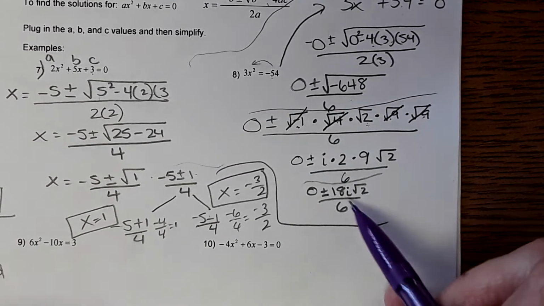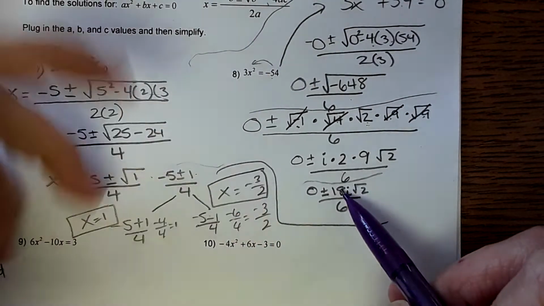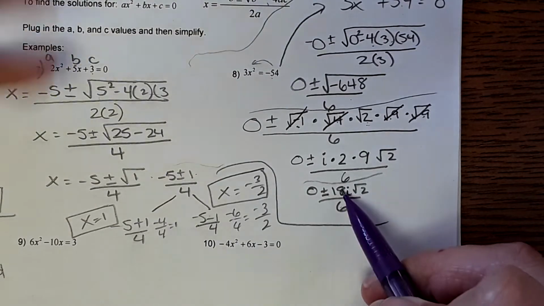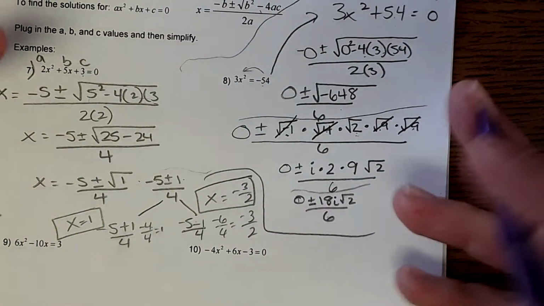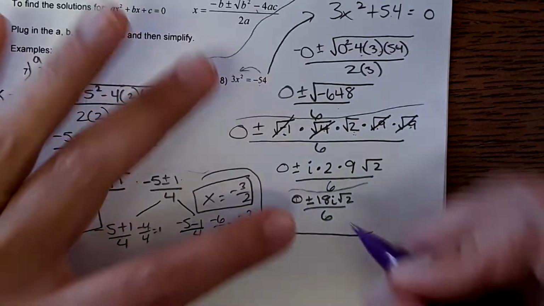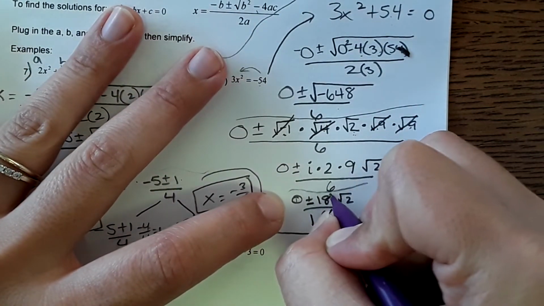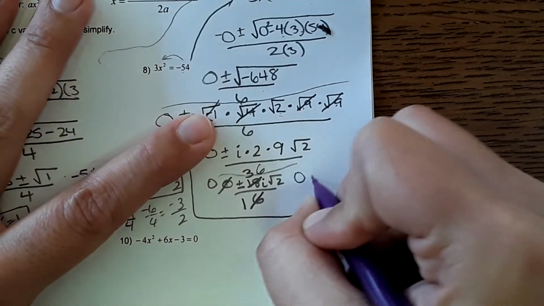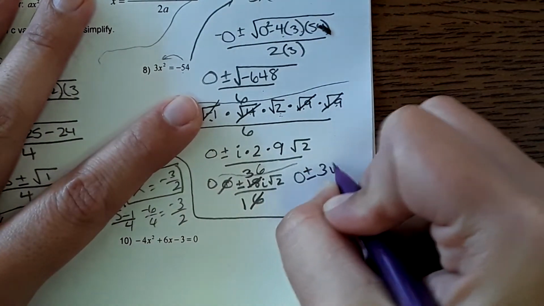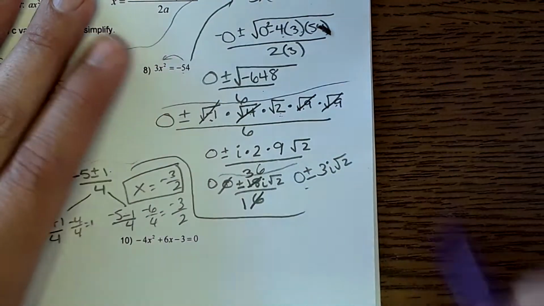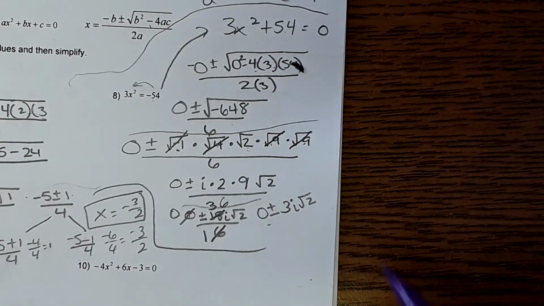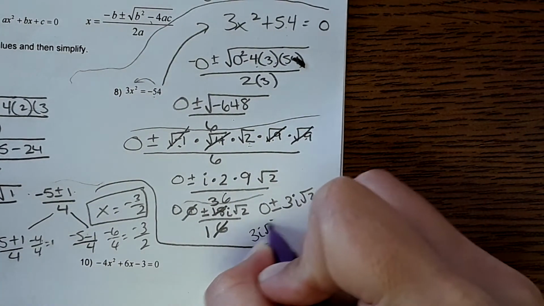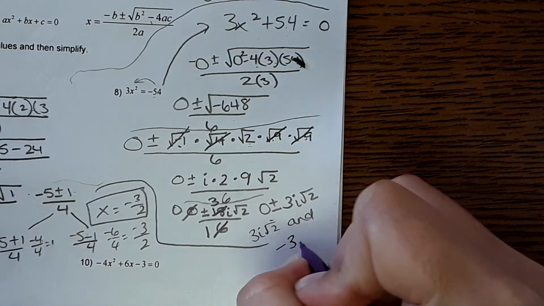And once I'm here, if I can divide all the terms by the same number, I can actually simplify this. So I can divide this by 6, I can divide this by 6, and I could divide 0 by 6, so it'd just be 0. So I'm going to divide everything by 6. Divide this by 6 to get 1, divide this by 6 to get 3, divide this by 6 to get 0. So I get 0 plus or minus 3I square root of 2 over 1, which is just that. So then the two answers would be positive 3I square root of 2 and negative 3I square root of 2.